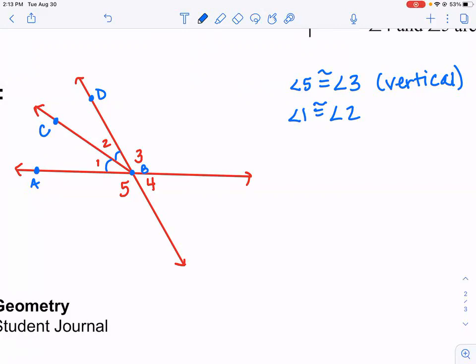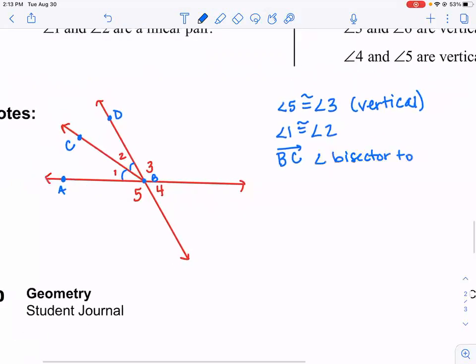Now, I need somebody to describe what ray BC is. It's a bisector. True, it doesn't have an opposite ray, but because angle 1 and angle 2 are congruent, BC is a bisector to angle ABD. It's in the middle. This guy right here.